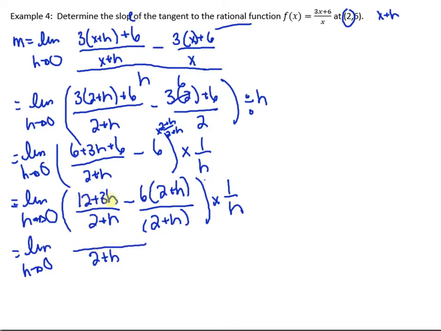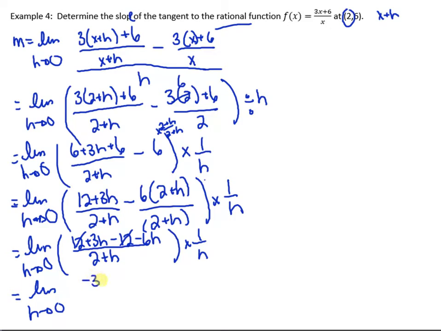Okay, 12 plus 3h, let's leave it. Okay, so let's go negative 6 times 2 is negative 12. Negative 6 times h is negative 6h. Okay, and this is going to be multiplied by, again, 1 over h. Okay, this is where it starts to get nice and pretty. The 12s cancel out. 3h minus 6h is negative 3h over 2 plus h.